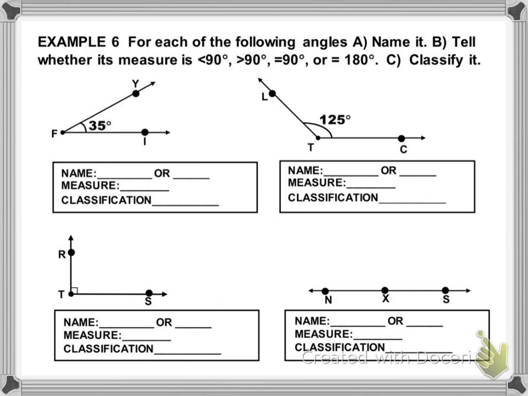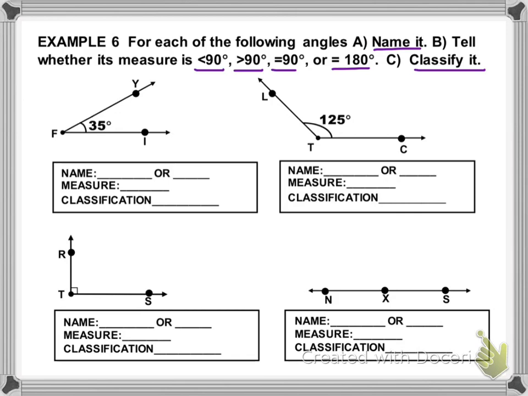For each of these examples, we're going to do three things. We're going to name it using our symbols. We're going to tell whether its measure is less than 90 degrees, greater than 90 degrees, equal to 90 degrees, or equal to 180 degrees. And then we're going to classify. Remember, classify is to say what type: acute, obtuse, right, or straight.